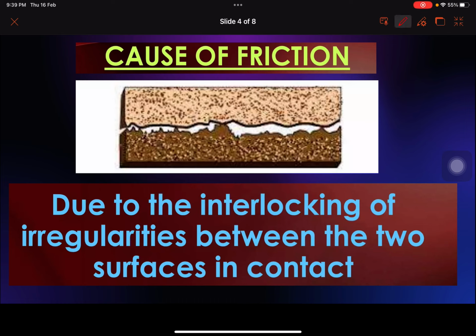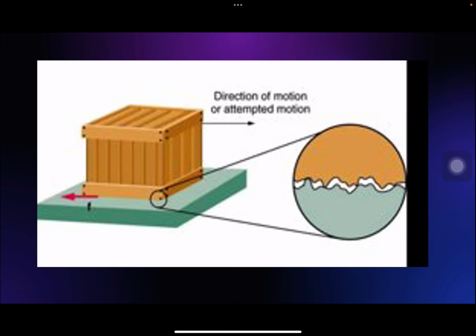Now, how is friction caused? Friction is caused due to the interlocking of irregularities between the two surfaces in contact. If we look into the answer to this question, let's take two objects, object 1 and object 2. Now you can see that there are some irregularities like ups and downs between the two objects. Friction is caused by the interlocking of these ups and downs found on the two objects. You can see in this picture clearly.